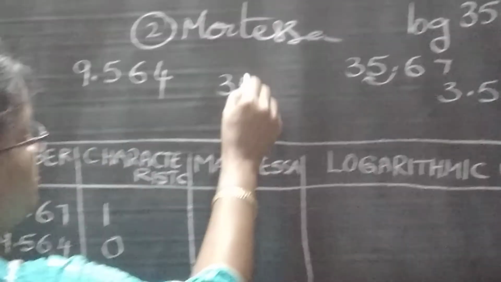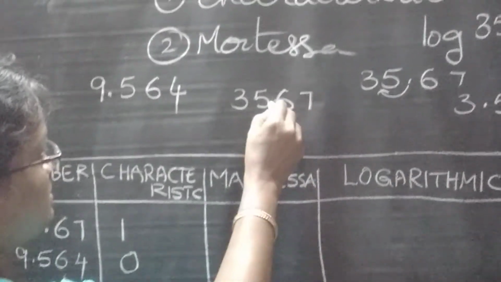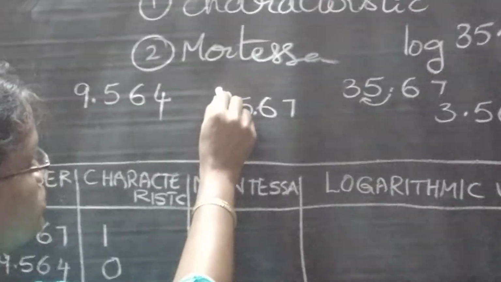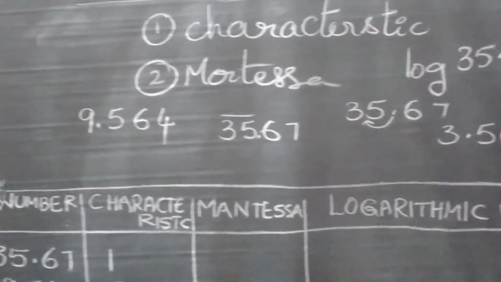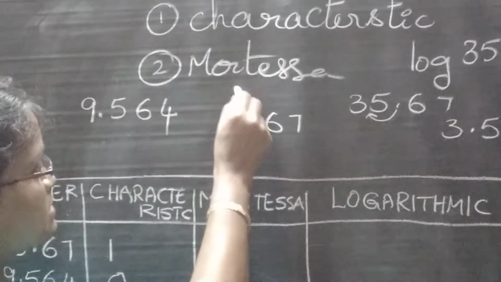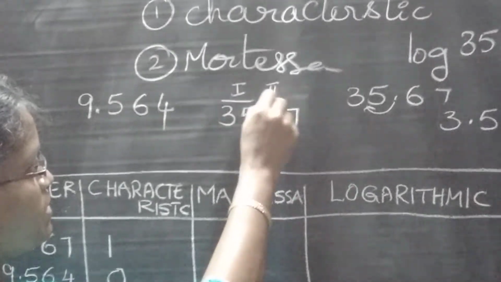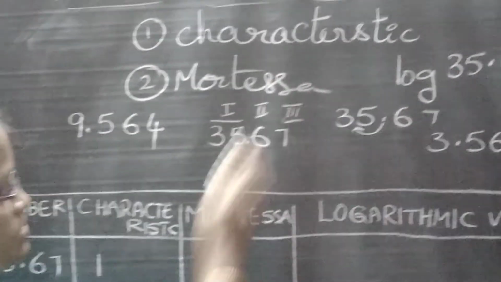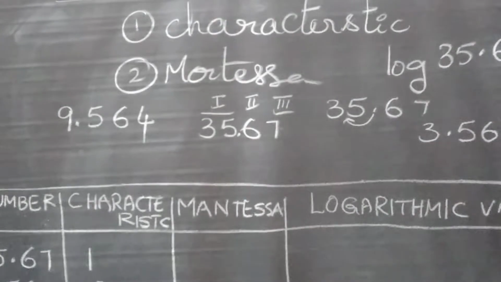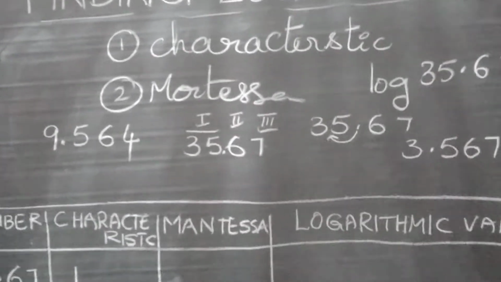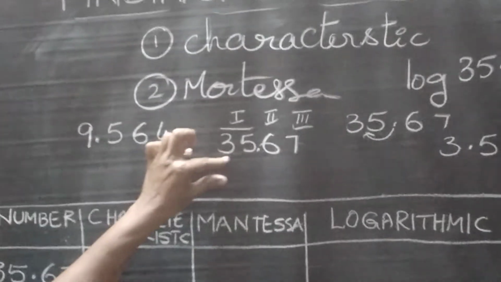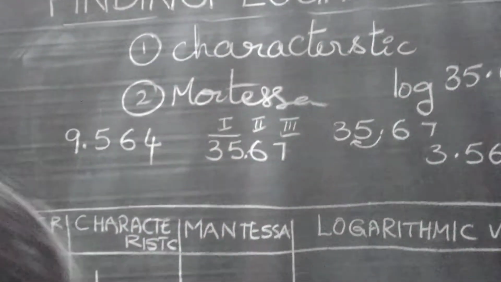In 35.65, the first 2 digits are taken as the first part, and this is the second part, and this is the third part. So we have to look in that part only. What is the first part? Our first part is 35. So see in the logarithmic book, here is 35. I am highlighting that one.